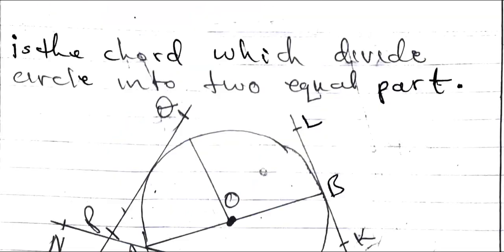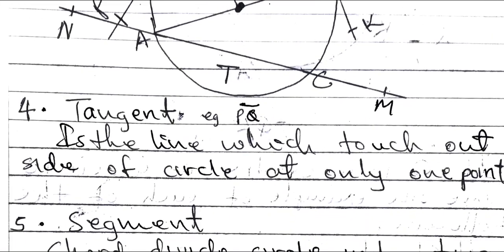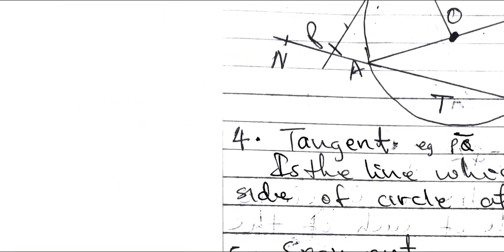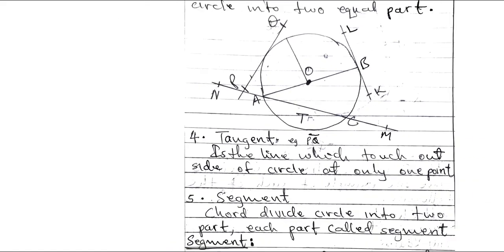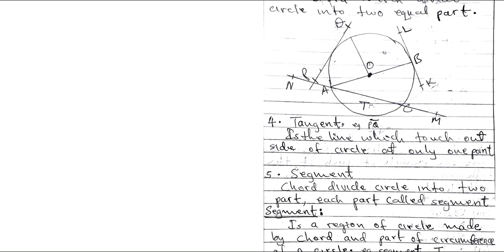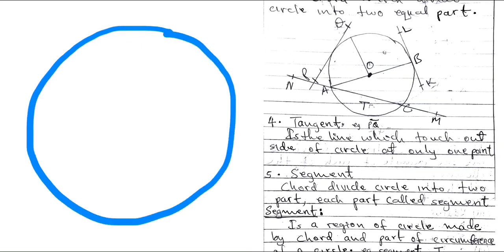Okay, let us continue. Another terminology here is a tangent. So you have to know what is a tangent. What is the meaning of the tangent? A tangent is a line which touches the circle outside at only one point. So any line which touches the circle outside at only one point is what we call a tangent.